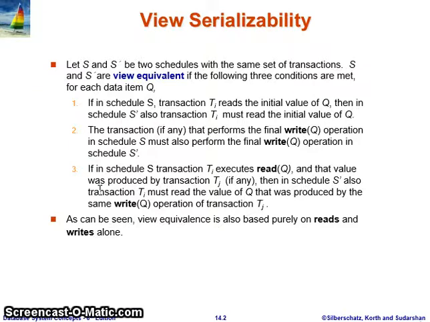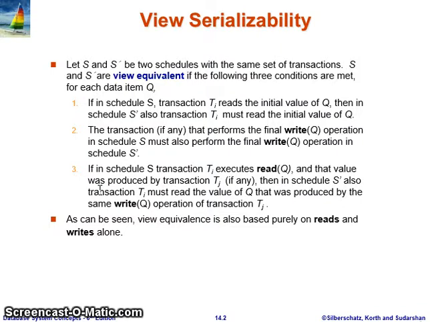View serializability. Let S and S dash be two schedules with the same set of transactions. S and S dash are view equivalent if the following three conditions are met, for each data item, let's say Q.